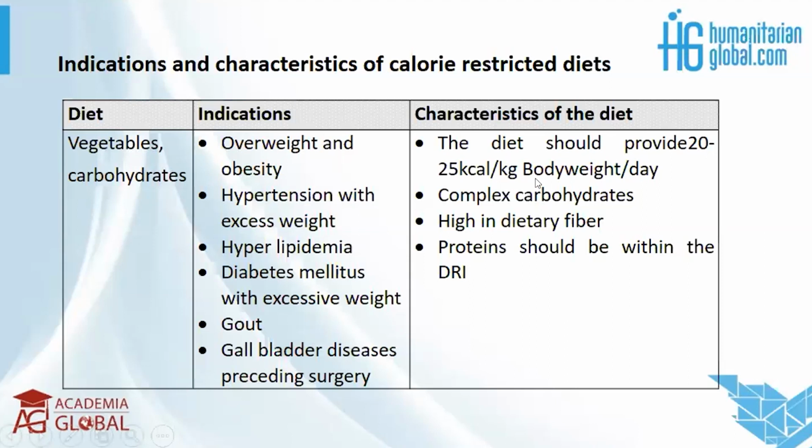fat in the body. Characteristics of the diet, it should provide 20 to 25 kilocalories per kilogram of body weight per day. I use an example there. I hope you can remember that. It has complex carbohydrates, high dietary fiber, and the protein should be within the DRI, that is the dietary recommended intake.